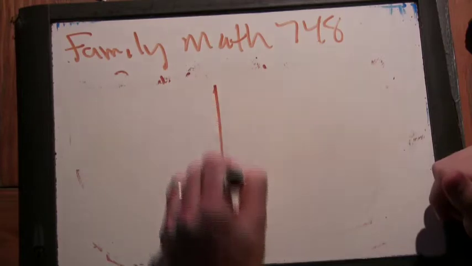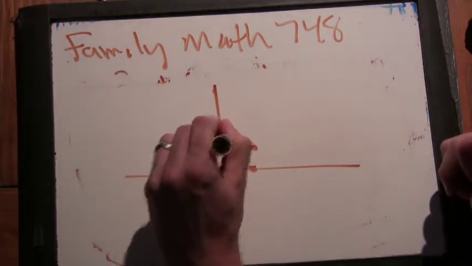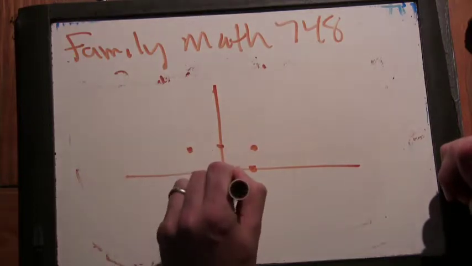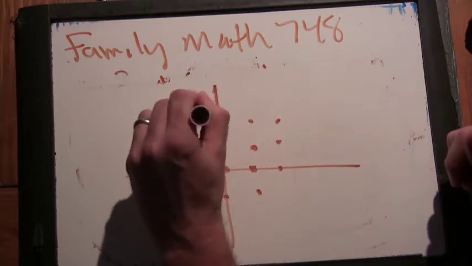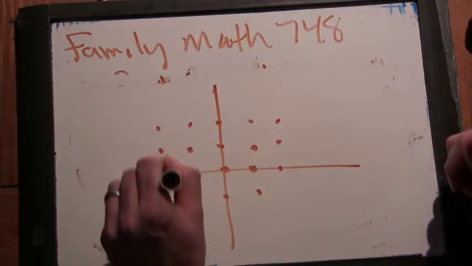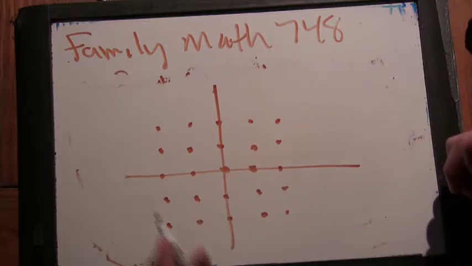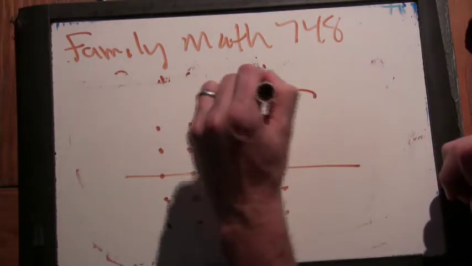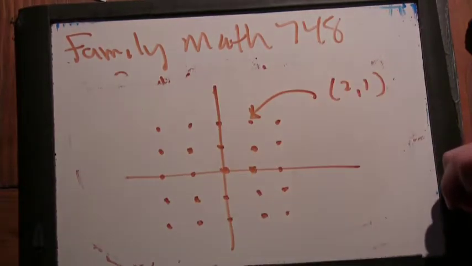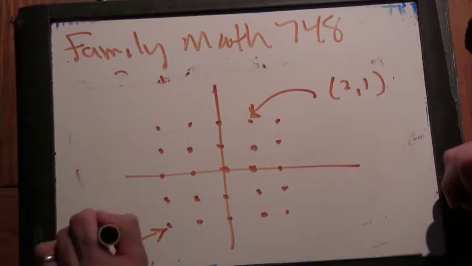So Gauss said, I'm going to look at the plane, and I'm going to look at the integer points on the plane, which are sometimes called lattice points. Each of these lattice points represents two integers. So here's the point (2, 1), for example. What's this point here? (-2, -2).